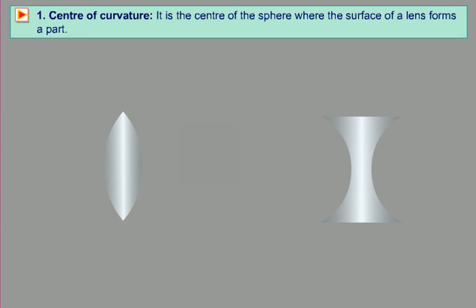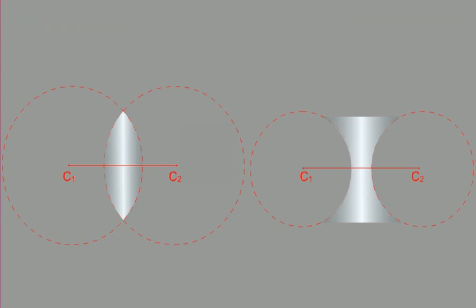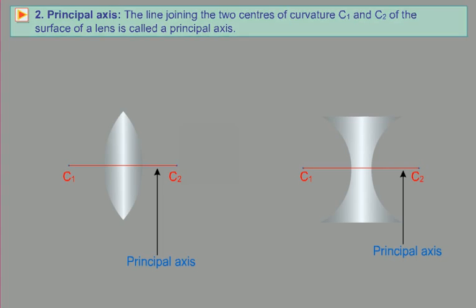Some important parts of a lens. Center of curvature. Students, it is the center of the sphere where the surface of a lens forms a part. As a lens is usually bound by two spherical surfaces, there are two centers of curvature, represented by C1 and C2. Principal axis. The line joining the two centers of curvature C1 and C2 of the surface of a lens is called a principal axis.